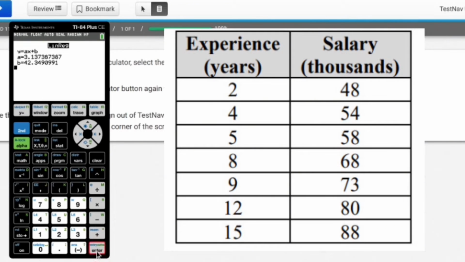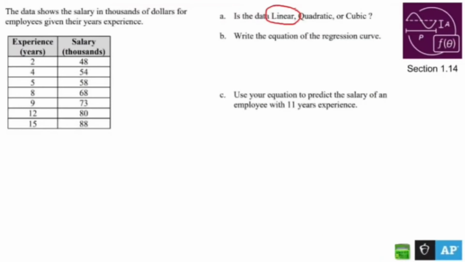So if I hit enter, it gives me my equation. When I round it to 3 decimal places, it's going to be y equals 3.137x plus 42.349. Mr. Calculator says that the equation is y equals 3.137x plus 42.349. That's my equation. Use that equation to predict the salary of an employee with 11 years experience.